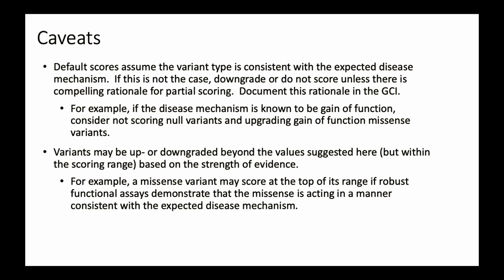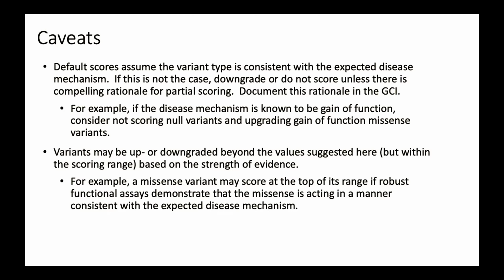You also want to document that rationale for why you chose to score or not score in the GCI. That will be in a box called explanation. So again, as we went through in the example, variants may be up or downgraded beyond the values that we're suggesting here, but again, within the final scoring range. This is based on the strength of the evidence.